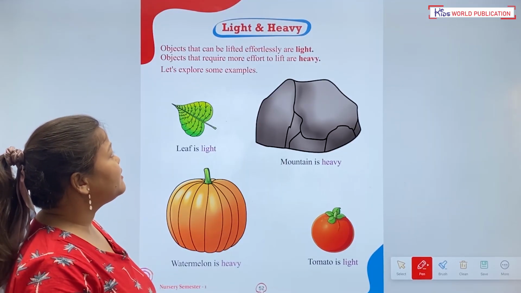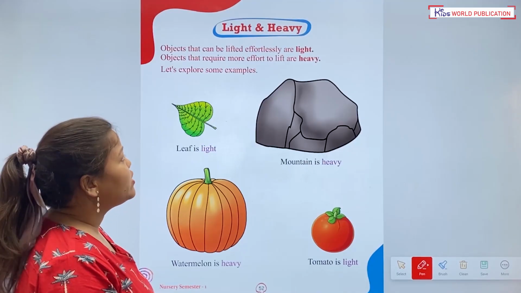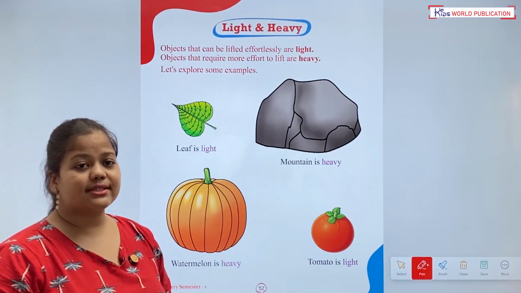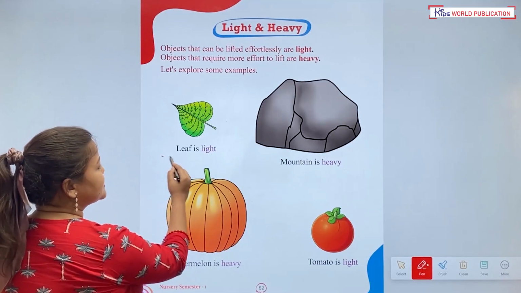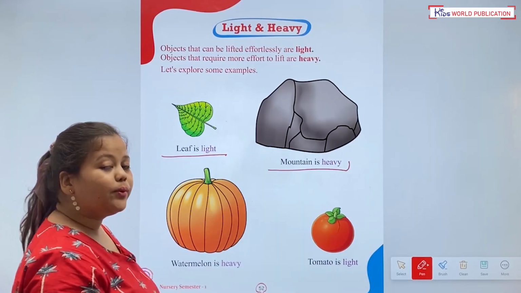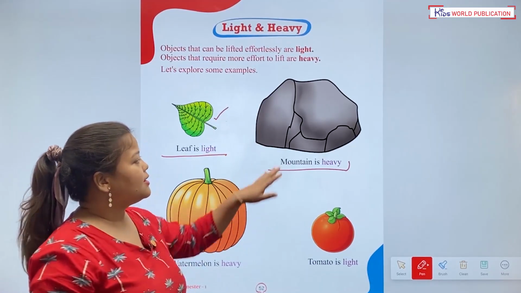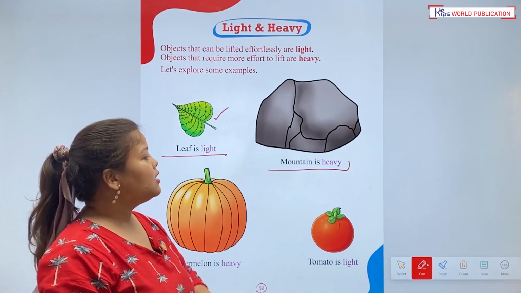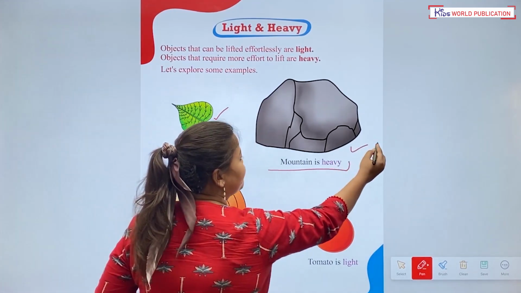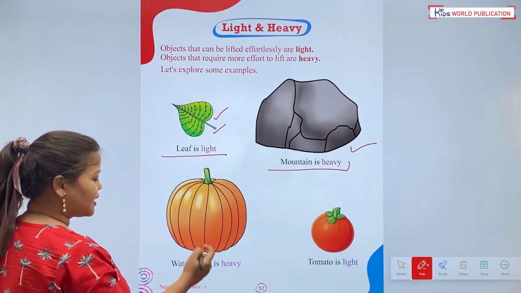Light and heavy. Objects that can be lifted effortlessly are light. Objects that require more effort to lift are heavy. Let's explore some examples. Leaf is light, mountain is heavy. So kids, here we can see two different pictures. One is a leaf and the other is a mountain. So which is heavy? Mountain is heavy and leaf is light in weight.